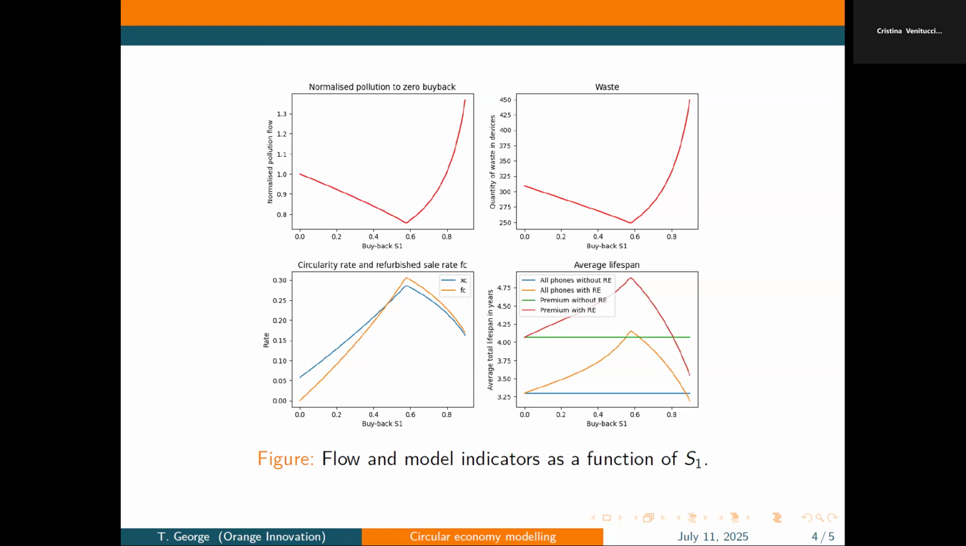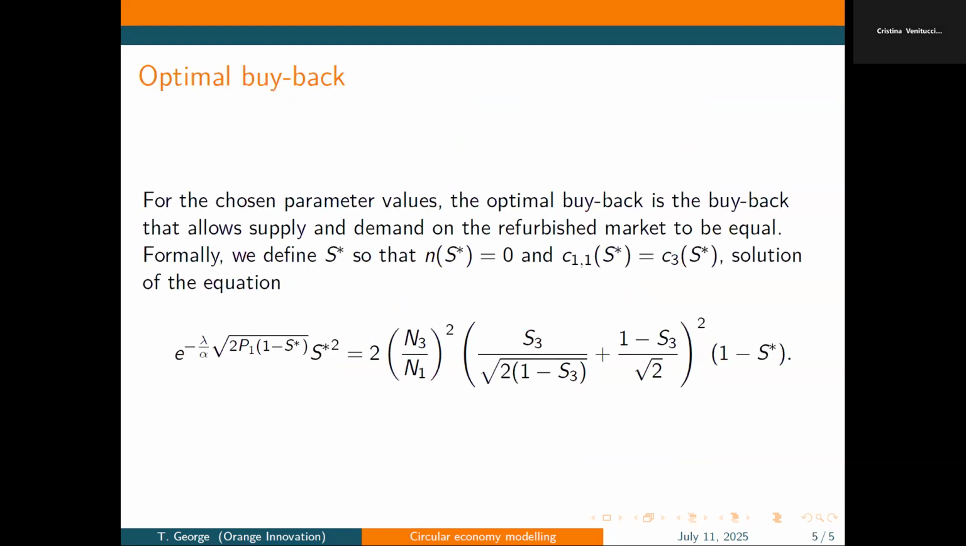And the main result of my thesis for the moment is that this optimal buyback price is the equality between supply and demand on the refurbished market. And it means that as long as we can serve more refurbished customers, it is beneficial to increase the buyback prices. So don't hesitate to ask if you have any question.